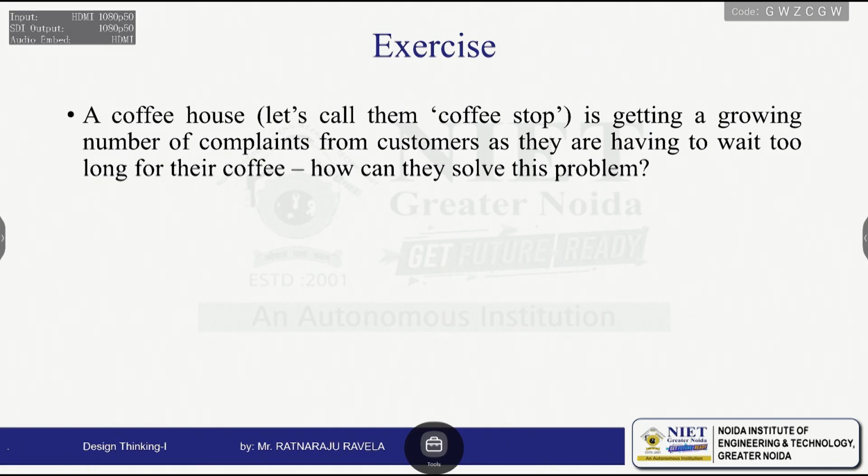In this exercise, I am going to use the six thinking hats to solve a particular problem. Here my problem statement is this: a coffee house, let's call it Coffee Stop, is getting a growing number of complaints from customers as they are having to wait too long for their coffee. How can they solve the problem? So by wearing the six thinking hats, we will see the holistic approach to solving that problem.